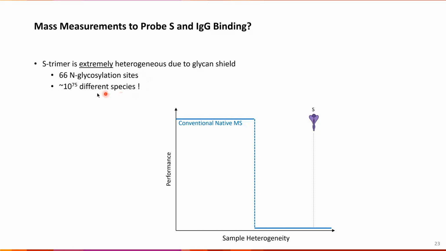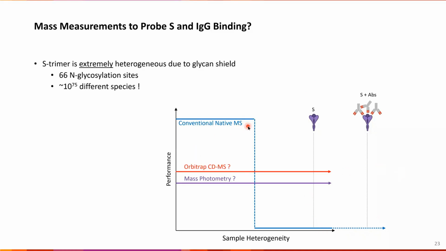If you do some back of the envelope calculations, you can estimate that in one particular spike trimer preparation, you have somewhere on the order of 10 to the power of 75 different mass species. So as you can see, this is quite a challenging system, and you can imagine why conventional mass approaches wouldn't work well. That's been the case for the spike protein. It's quite challenging to analyze by itself, even on the best of days. So you can imagine that trying to measure the binding of antibodies on top of this is even more challenging.